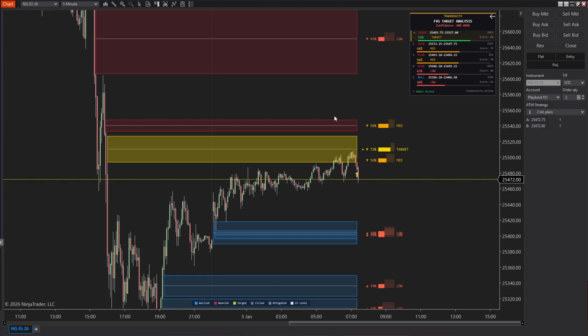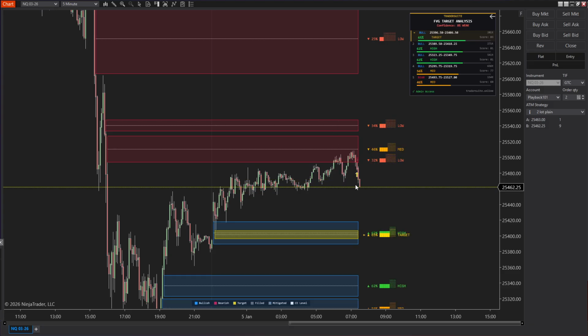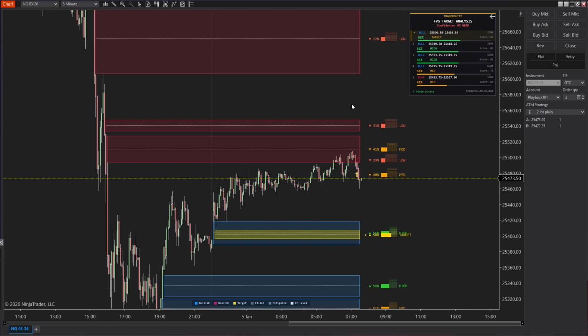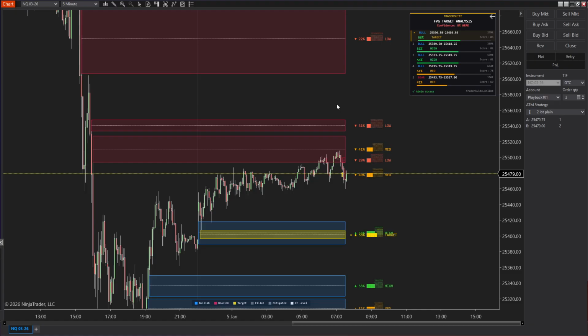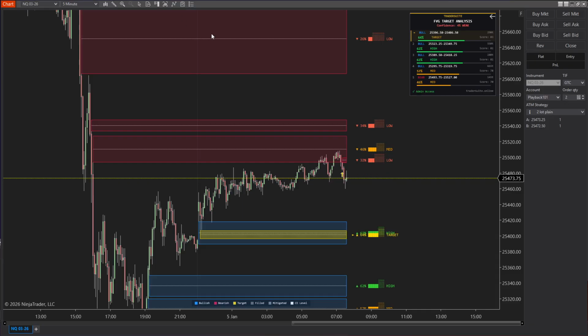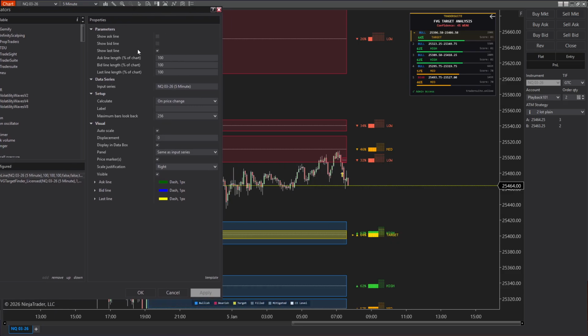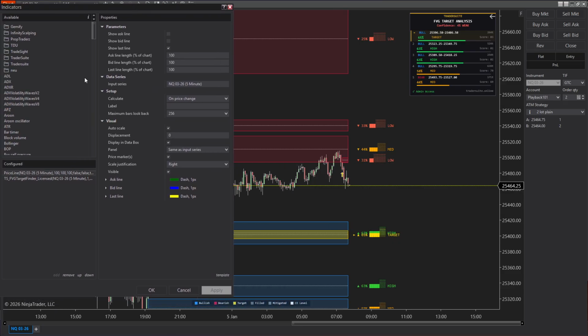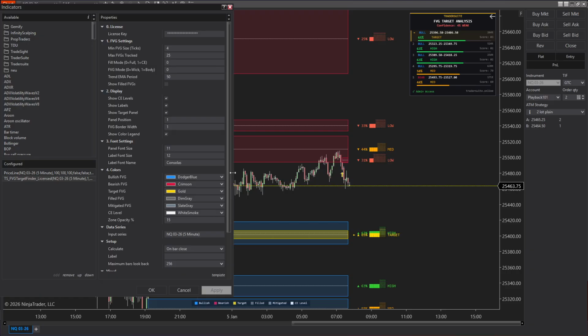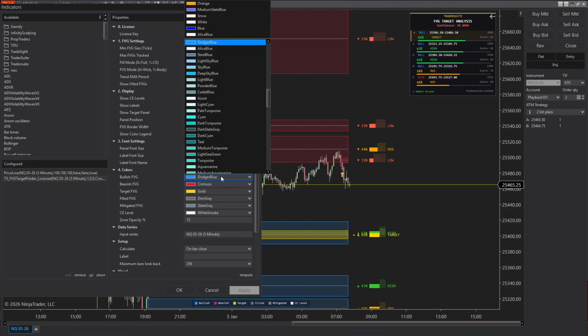Real quick on customization, the indicator is fully customizable. You can change the panel position to any corner or turn it off entirely. Adjust font sizes for the panel and labels independently. Change any color, bullish, bearish, target, filled, mitigated, and CE levels all have their own color picker. Adjust zone opacity so the FVGs don't overpower your chart.